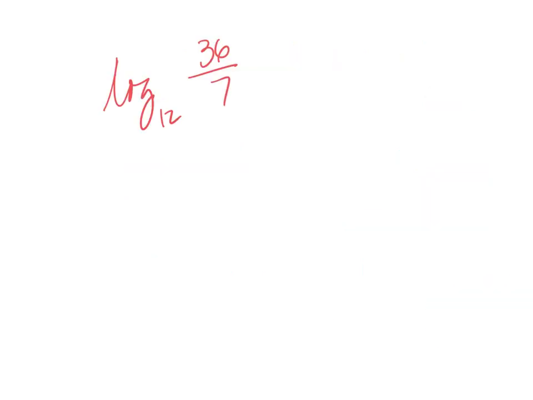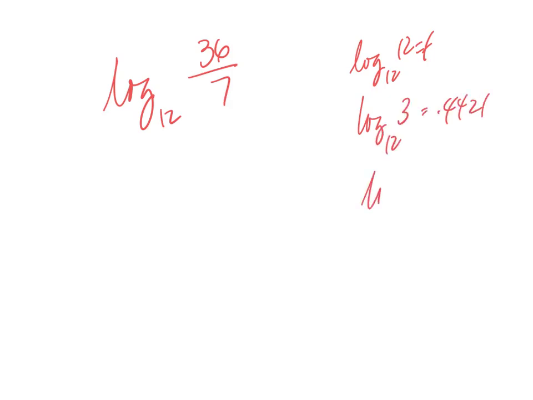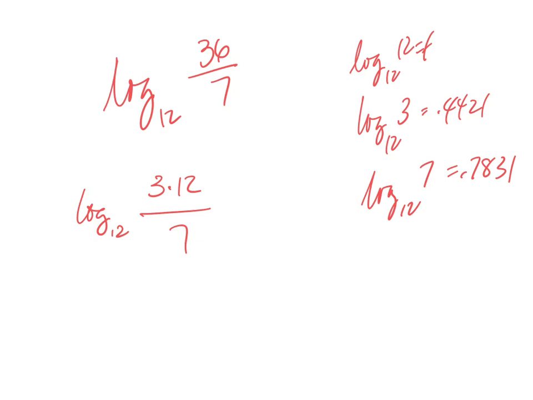So we've got division, right? Division turns to subtraction. But we've got to break these down. We still have the same information. Log base 12 of 12 is 1. Log base 12 of 3 is 0.4421. And log base 12 of 7 is 0.7831, right? Well, we know that 36 is, break it down first, 3 times 12. We found 2 of those over 7. Yeah? All right. So anybody upstairs is going to be a plus. Anybody downstairs is going to be a minus.